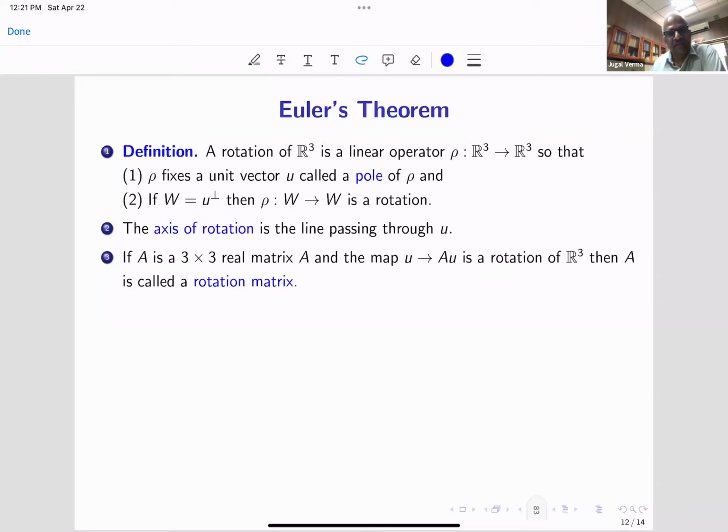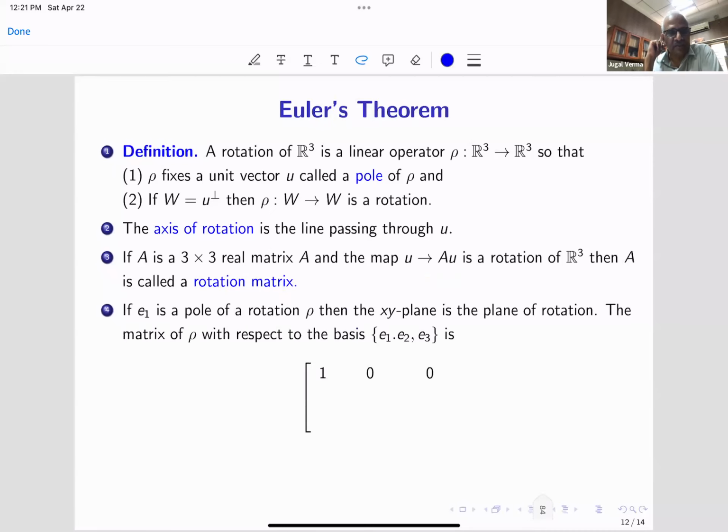So a 3x3 matrix A which induces a rotation of space is called a rotation matrix. The 3x3 matrices induce linear transformations, and if that linear transformation is a rotation as per our definition, then this matrix is called a rotation matrix, and Euler's theorem identified exactly what the rotation matrices are. So suppose E1 is a pole of the rotation rho. In the three-dimensional space, suppose I take this vector E1, and this is the pole, and the yz plane is the plane of rotation.